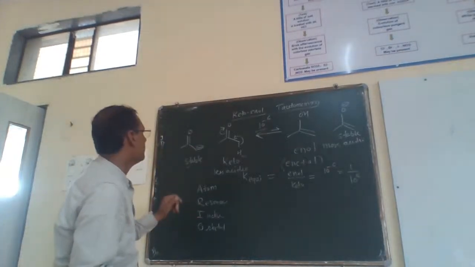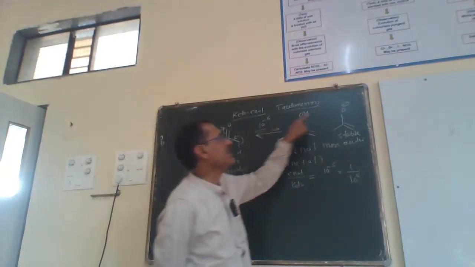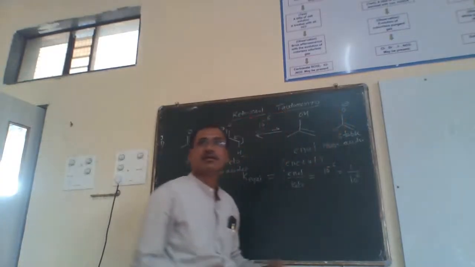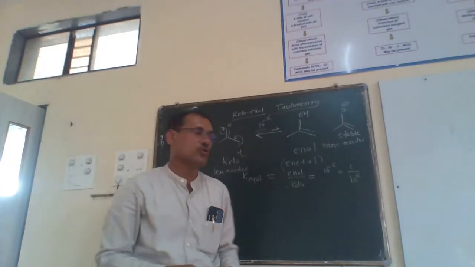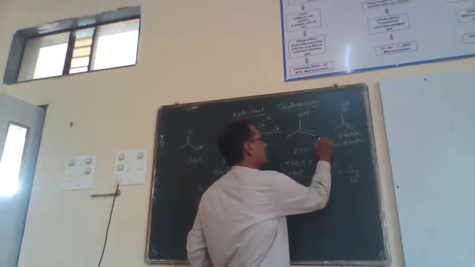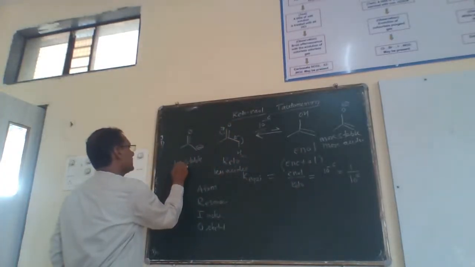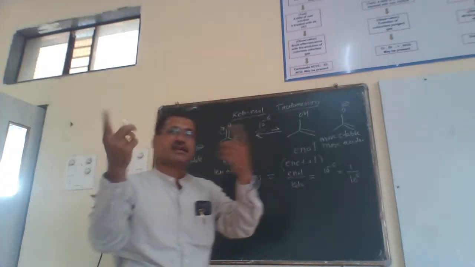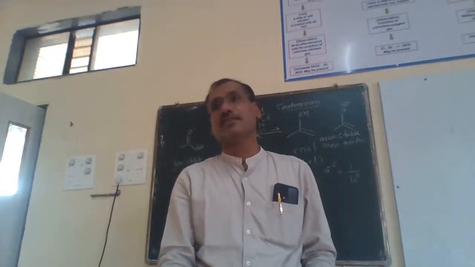So here you can find that the negative charge is on the carbon in one case, whereas the negative charge is on the oxygen in the other, and oxygen can accommodate negative charge better than carbon. So who wins? Oxygen wins over carbon. Means this is more stable and this is very stable. That is why we said enol form is more acidic than keto form.